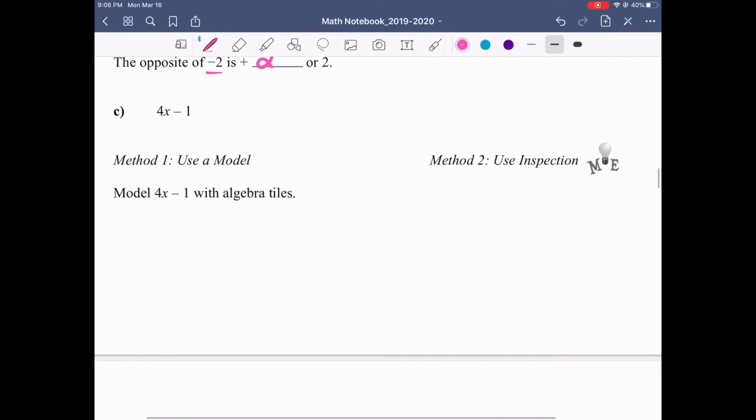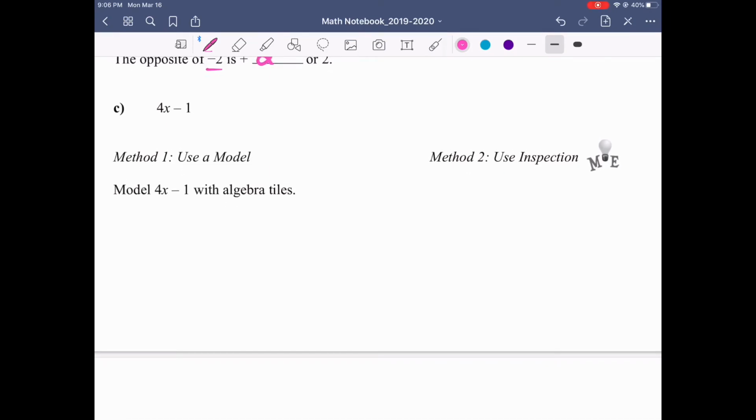All right, but what if it's not just one term? Like what if it's a binomial? Okay, so we talked about how to find the opposite of a term. How do we find the opposite of a polynomial? Okay, well, it's literally the exact same thing. Okay, but you just have to take it one term at a time. So let's say we have 4x minus 1.